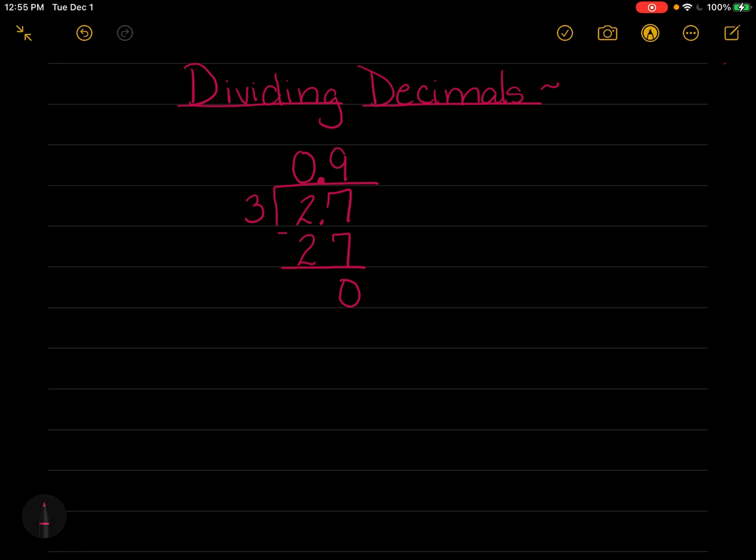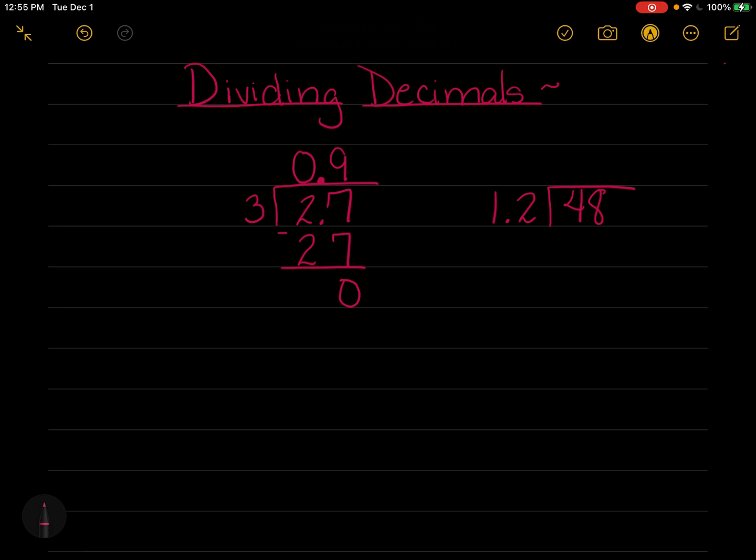So let's say we have 48 divided by 1.2. Okay, you cannot start off with a decimal as your divisor. So what you have to do is get rid of that decimal. Well, how can I get rid of my decimal? I can multiply by powers of 10.